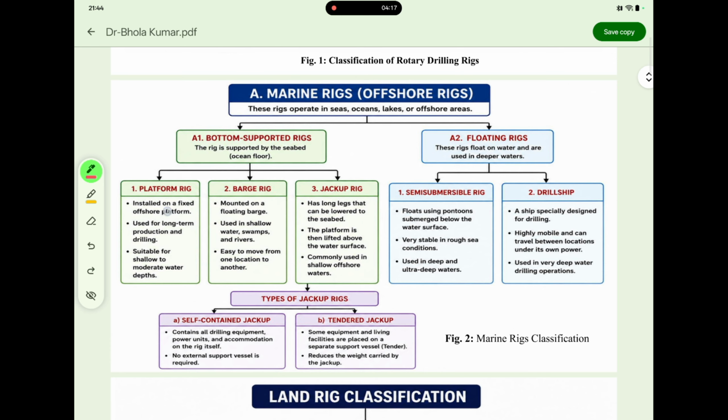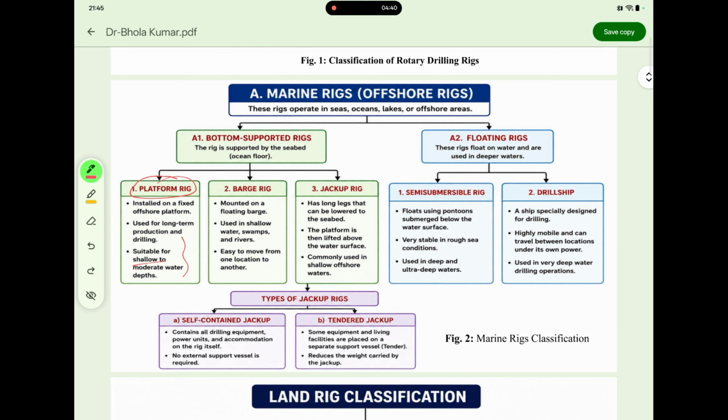The platform rig is installed on a fixed offshore platform. This is used for long-term production and drilling. When you want production for a longer period of time, you are going to use this type of platform rig, and it is suitable for shallow as well as moderate water depths. These are the basic things.